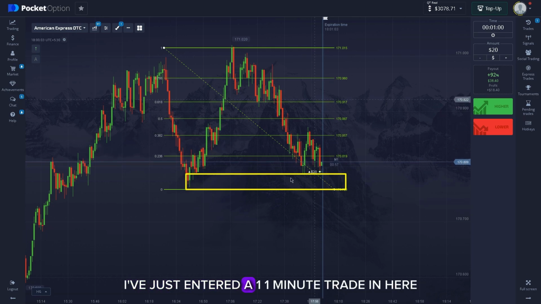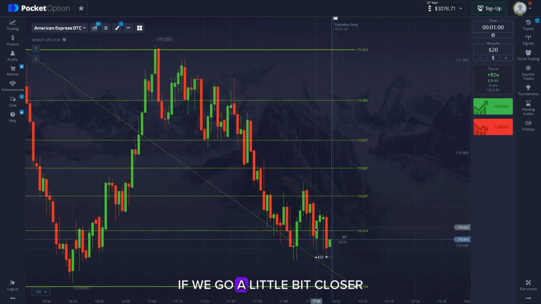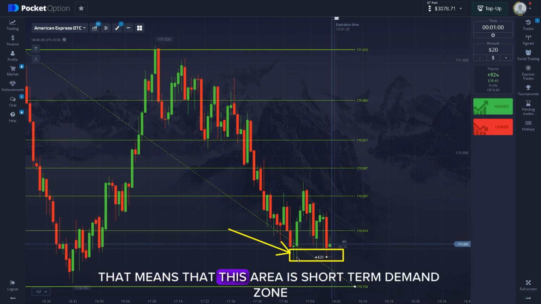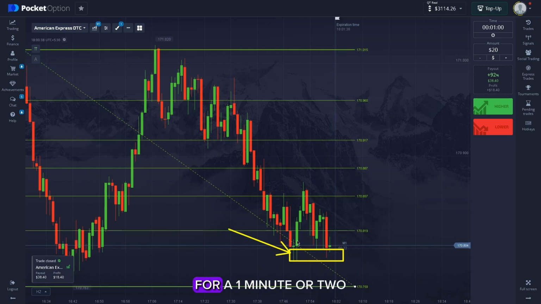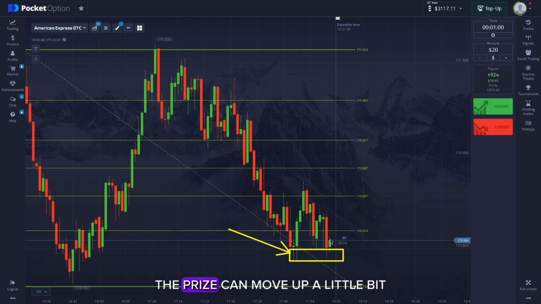I've just entered a one minute trade in here because, as you guys can see, if we go a little bit closer, we have some long wicks in here. That means that this area is a short-term demand zone. And when there is a short-term demand zone, you can enter for 1 minute or 2 minutes. Because it's a short-term demand zone, the price can move up a little bit and you can easily win.